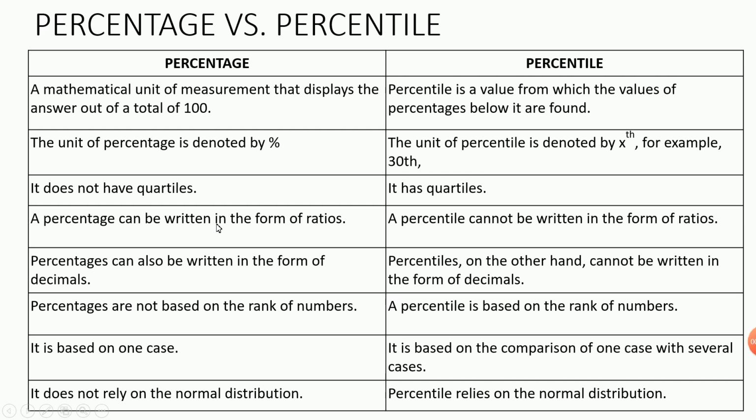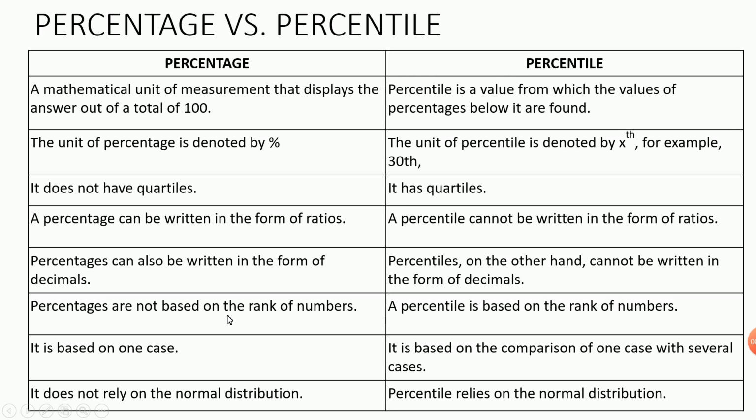Next, percentage can be written in the form of ratios, but a percentile cannot be written in the form of ratios. Percentage can also be written in the form of decimals, but here again, a percentile cannot be written in the form of decimals. So, this point we should please make a note of.